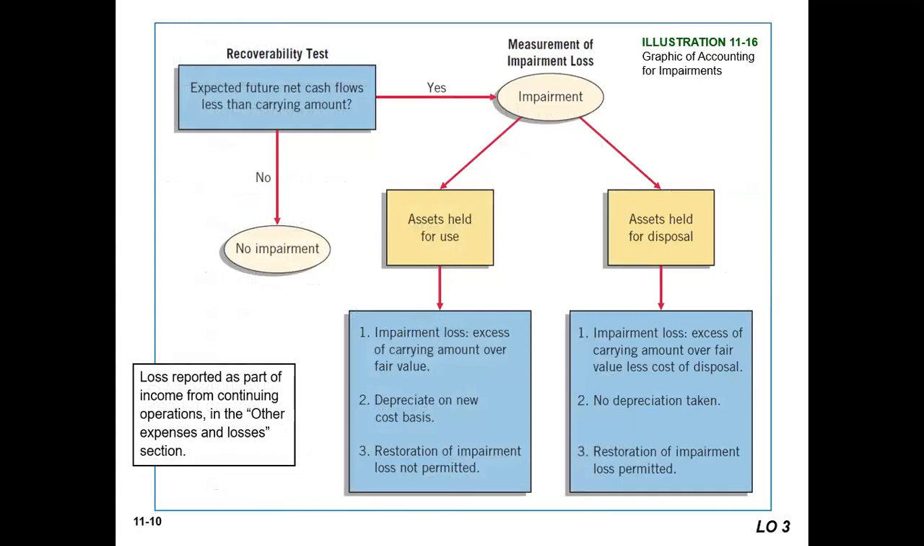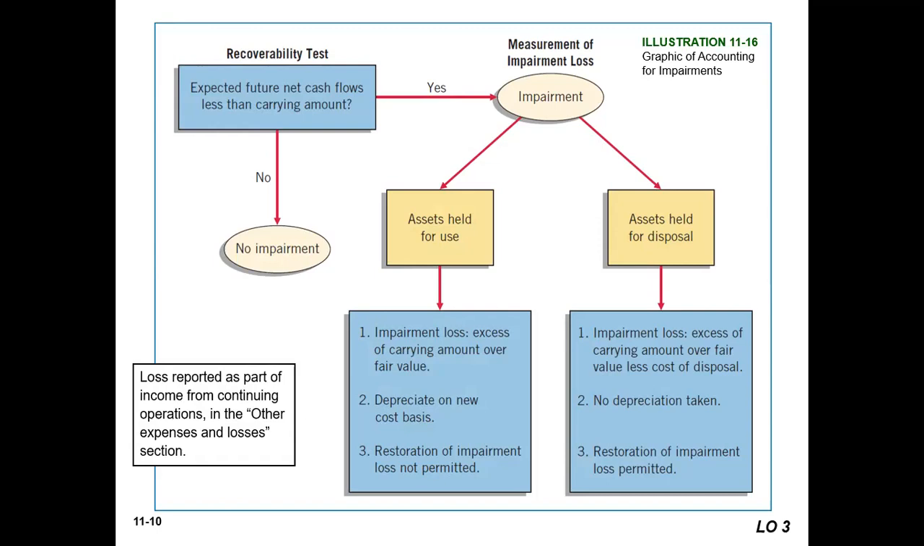So here's an example of that out of your book. This is illustration 11-16, I think. The recoverability test: are expected future net cash flows less than the carrying amount? If no, then there is no impairment. If yes, then there is impairment, right? And is it an asset that's held for use or an asset that's held for disposal? If it's an asset held for use, we have to record the impairment loss, the excess of carrying amount over fair value, and depreciate the asset on the new cost basis.